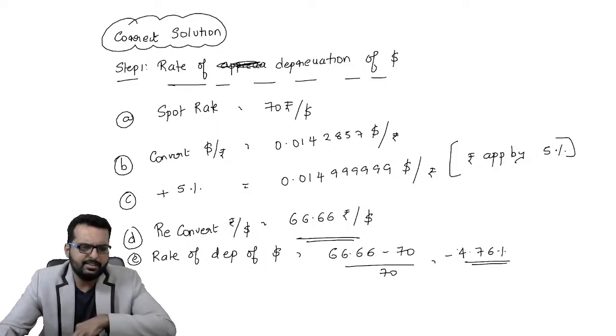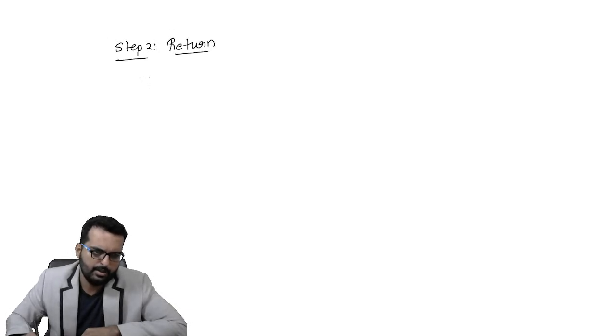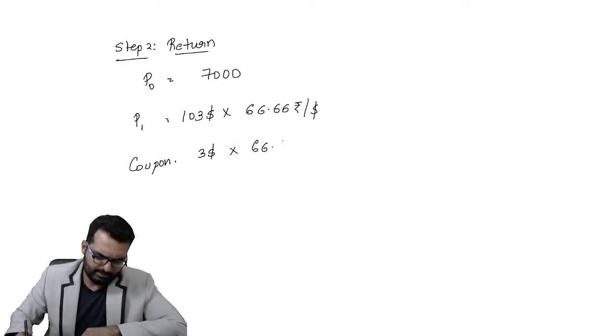So once I get this, step number 2 will be return. Here I'll write down P0 will be 7,000. P1 will be $103 into 66.66. Coupon will turn out to be how much? $3 into 66.66.